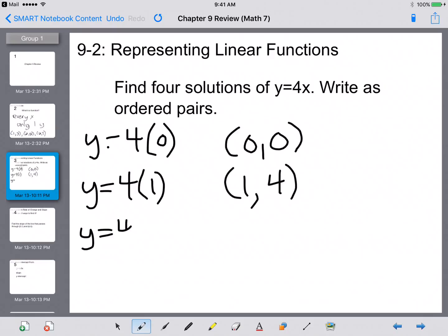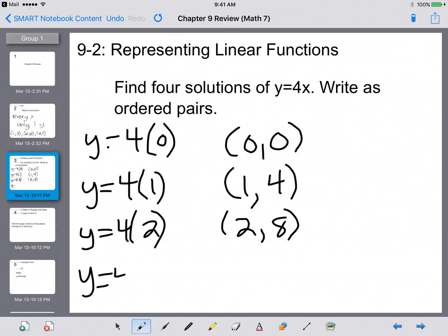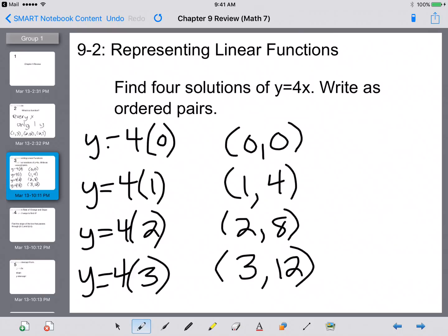Y equals 4 times, I'm going to pick an x of 2. When x is 2, 4 times 2 is 8. And then finally, I will pick an x value of 3. So my x is 3. 4 times 3 is 12, so y is 12. There's 4 ordered pair solutions.